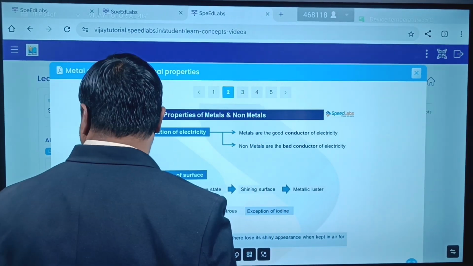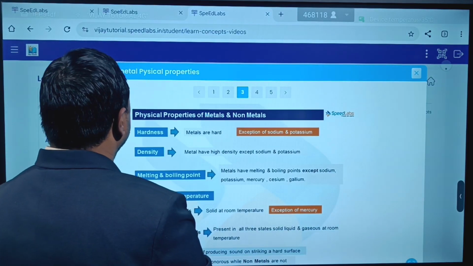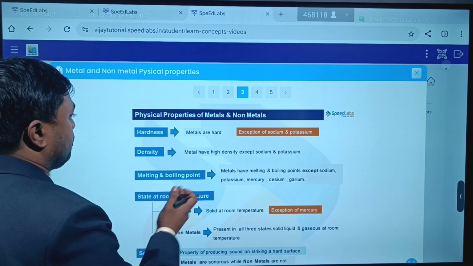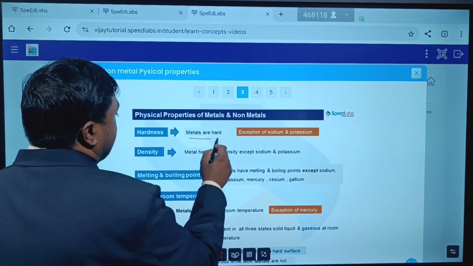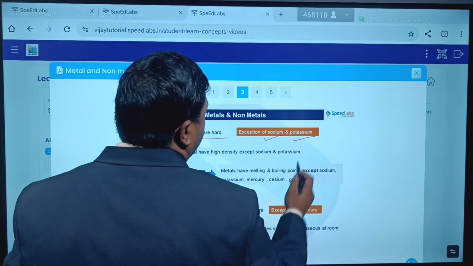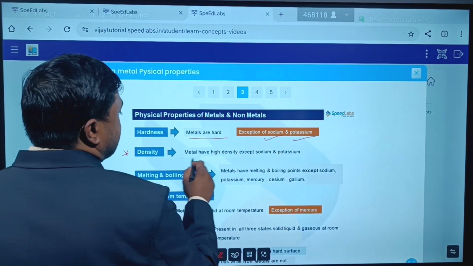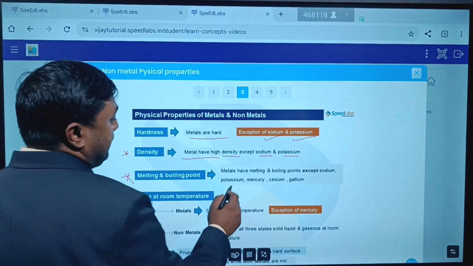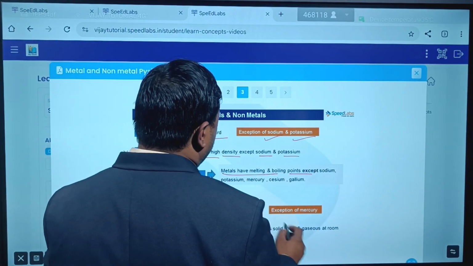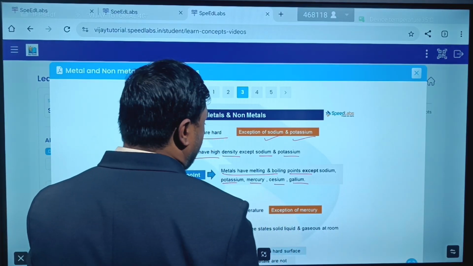Next, physical appearance of metals and nonmetals. Hardness: metals are generally hard, exception sodium and potassium. Density: metals have high density except sodium and potassium. Melting and boiling point: metals have high melting and boiling points except sodium, potassium, mercury, cesium and gallium.